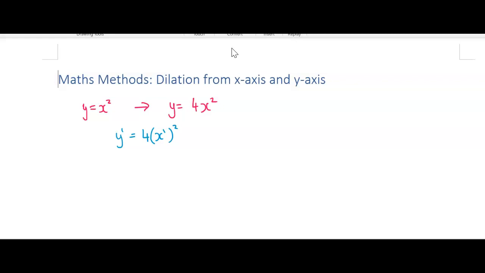Now, it does depend on whether you want to do a dilation from the x-axis or a dilation from the y-axis. So just looking at this, because this is a basic parabola, I can see we've had a dilation of 4 from the x-axis. So let's go ahead and do the working for that, and then I'll show you the other way how we can do it for dilation from the y-axis.